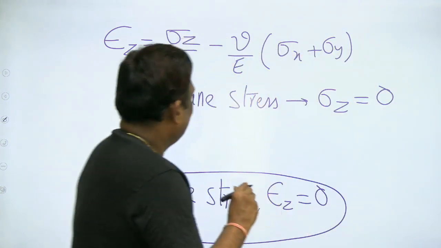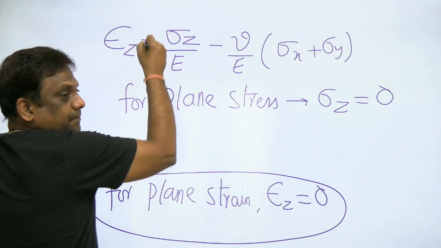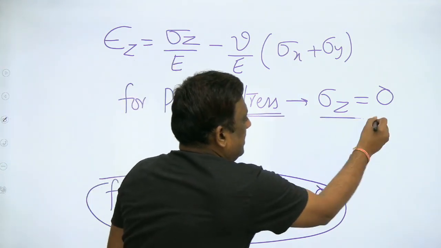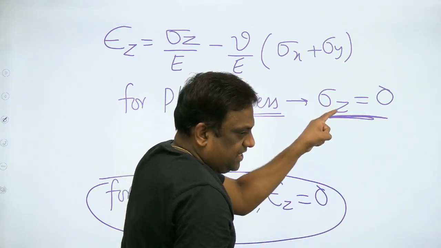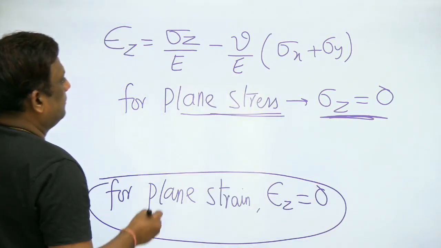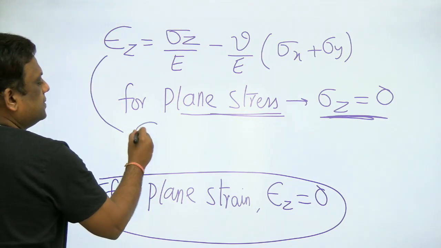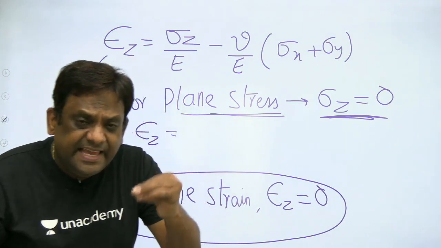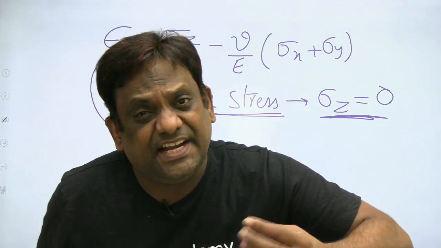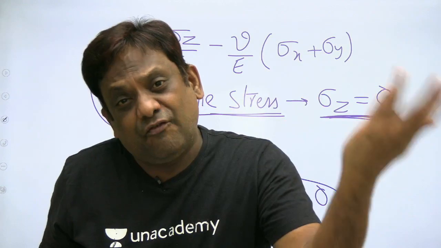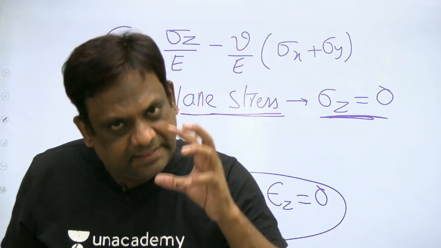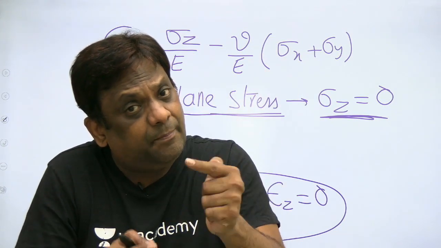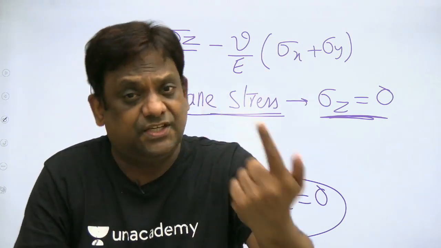If I put sigma z 0, now tell me, when I take the plane stress condition, sigma z 0, am I getting epsilon z 0? Need not be. Listen again: is the plane stress condition leading to plane strain, or vice versa? Let us check. Is it true or not?